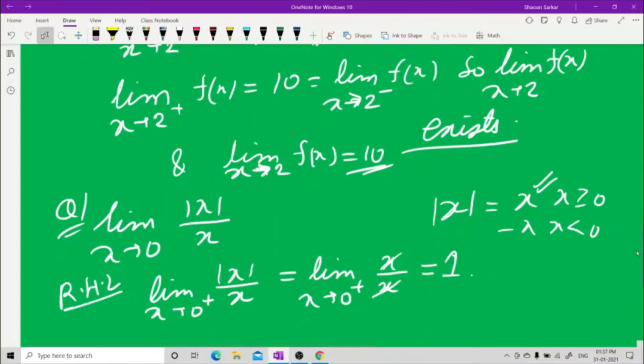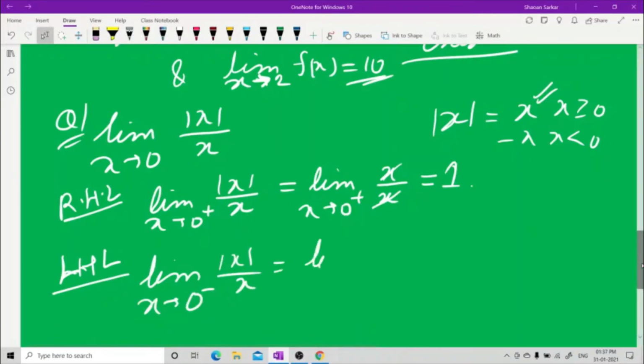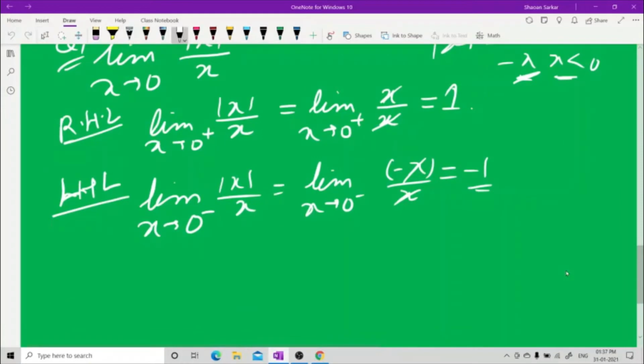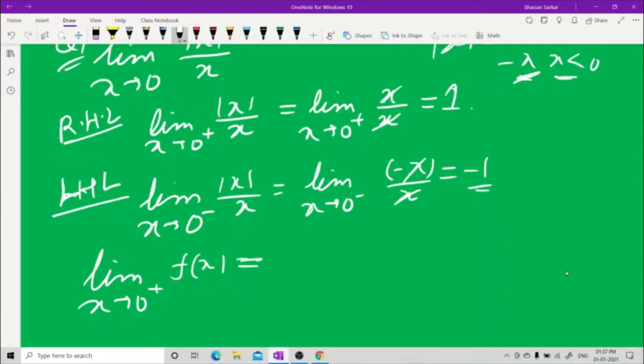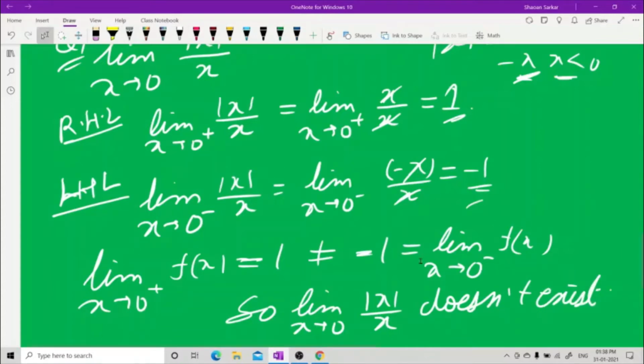Now let's take LHL, left hand limit. Limit x tending to 0 minus mod x upon x. In the negative case, negative part, we take minus x. So I'll get minus x upon x. They cancel out and I get minus 1. So both the limits are not same. Since limit x tending to 0 plus f(x) is equal to 1, which is not equal to minus 1, which is actually limit x tending to 0 minus f(x), limit x tending to 0 of mod x upon x does not exist.